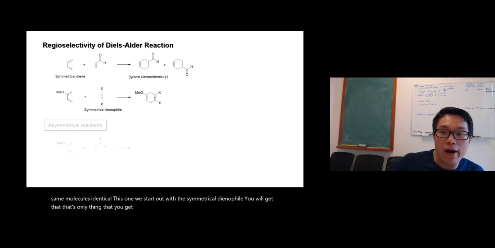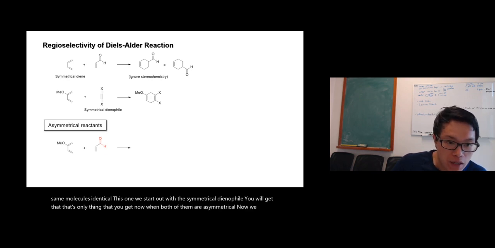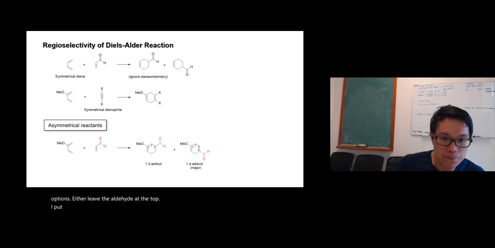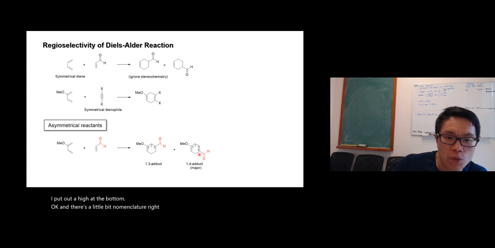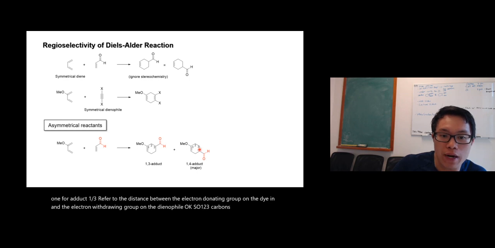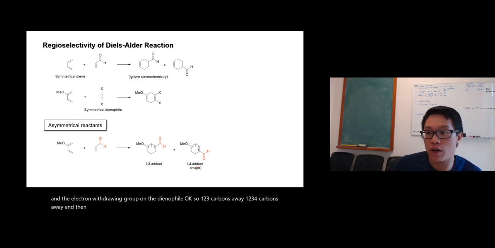Now, when both of them are asymmetrical, we've got two options: either leave the aldehyde at the top or put the aldehyde at the bottom. Okay, and there's a little bit of nomenclature right here. So we have 1,3 product or 1,3 adduct or 1,4 adduct. 1,3 refers to the distance between the electron donating group on the diene and the electron withdrawing group on the dienophile. So 1, 2, 3 carbons away, 1, 2, 3, 4 carbons away, and the adduct means addition product.